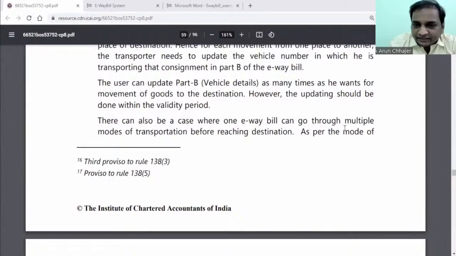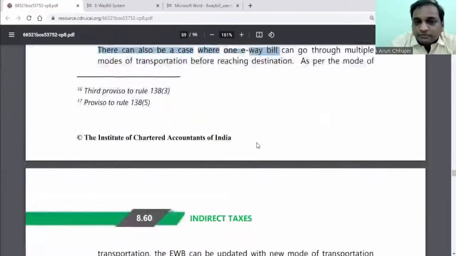The user can update Part B as many times as they want to move the goods, because you can update Part B multiple times. However, it should be within the validity period. There can also be a case where one Eway Bill goes through multiple modes of transportation before reaching the destination. For example, it may start by road, then by air, then by railway, then by ship. So you need to update Part B accordingly. Fine.